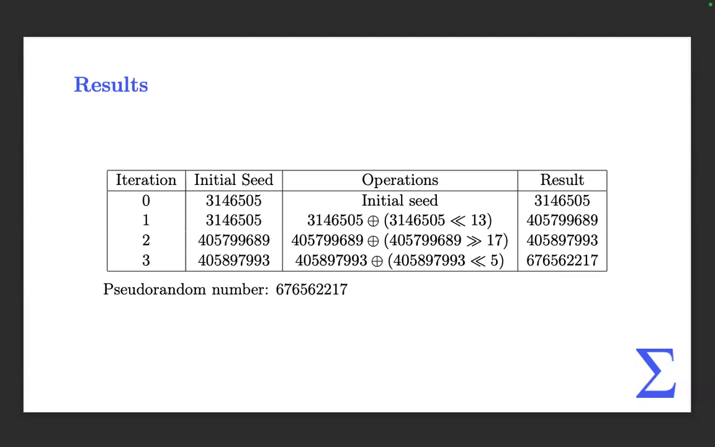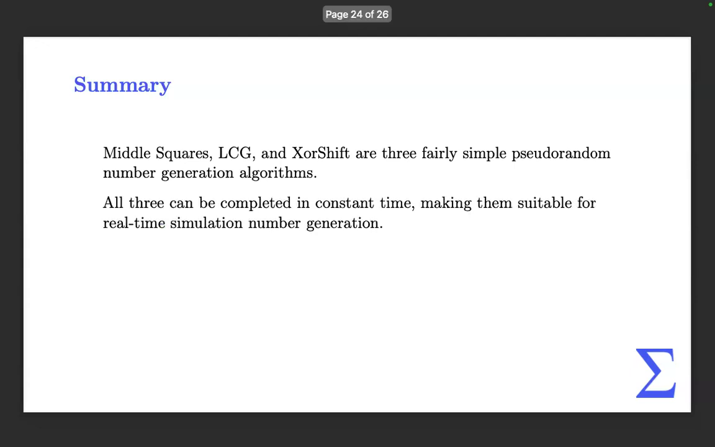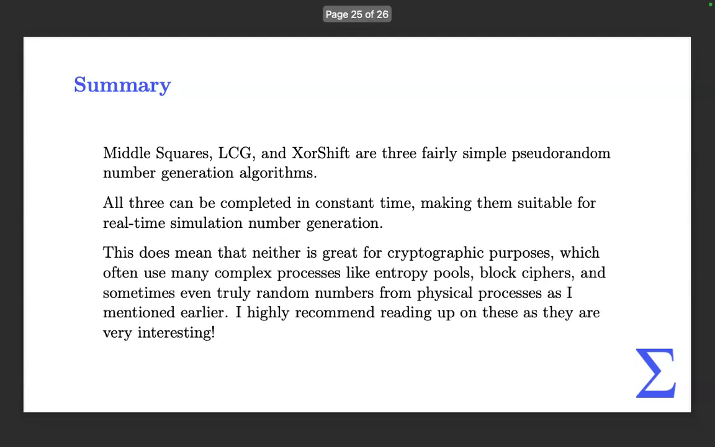And so that is the final number we arrive at after using XOR shift 3 times. Just for a quick summary, middle squares, LCG, and XOR shift are all fairly simple pseudo-random number generation algorithms. You can see that they're all not too difficult to implement in code. Because of that, all 3 of them can be completed in constant time, which also makes them very good for real-time number generation.